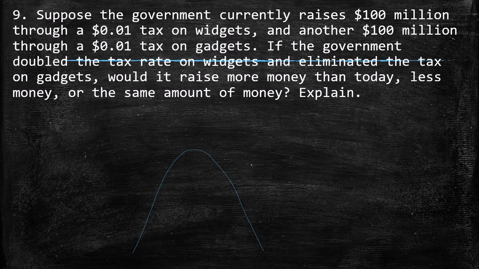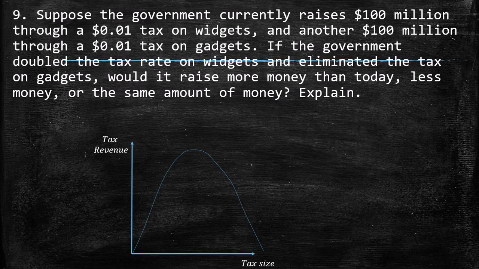Suppose the government currently raises $100 million through a $0.01 tax on widgets and another $100 million through a $0.01 tax on gadgets. If the government doubled the tax rate on widgets and eliminated the tax on gadgets, would it raise more money than today, less money, or the same amount of money? Explain. So here we have to remember this relation between the tax size and the tax revenue.